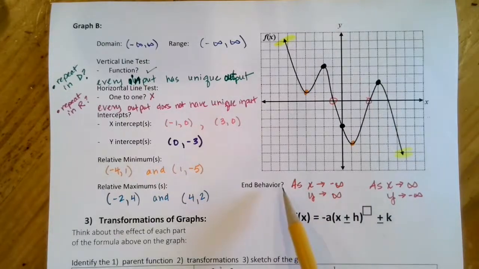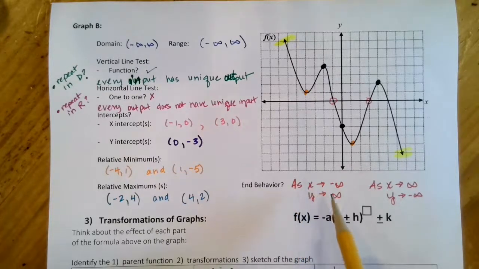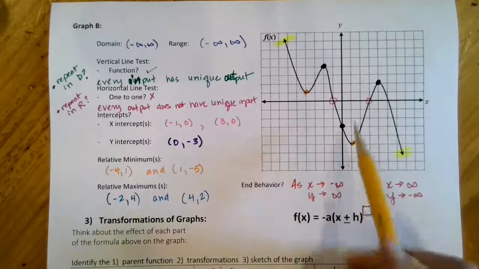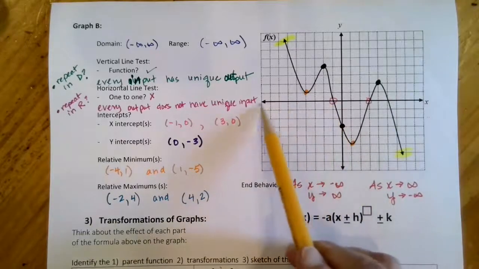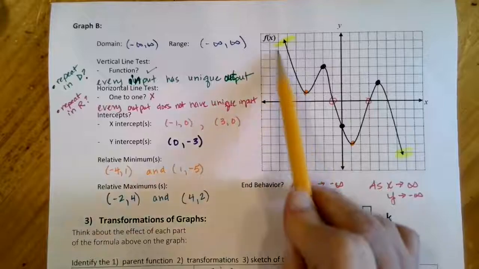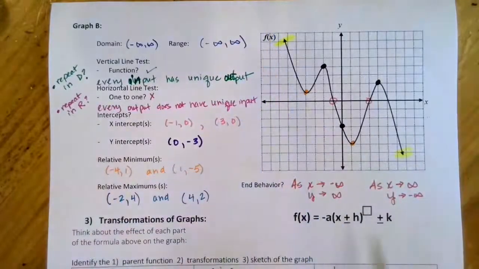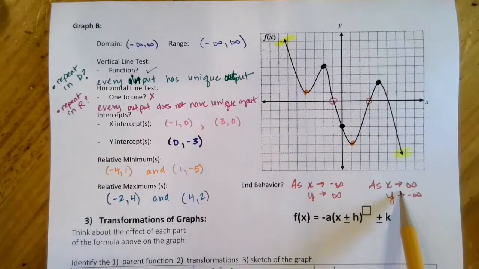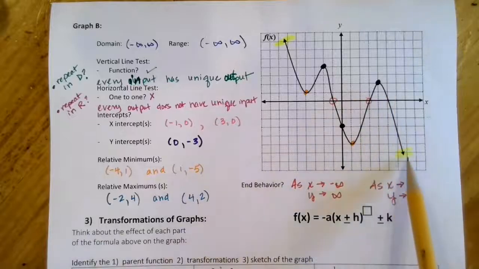This graph has us talking about our end behavior. So when I'm looking at my end behavior, I'm asking, where is it going? Where is this graph headed? And as x approaches negative infinity, this graph is going off forever in that direction. As x approaches positive infinity, this graph is falling forever and ever.